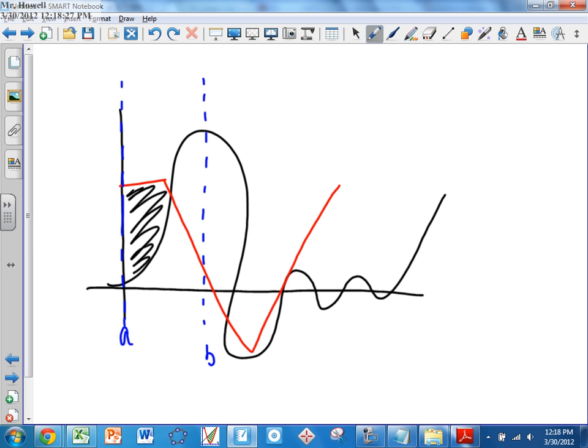Then once they intersect, now the red one is lower and this is upper. So now isn't that the area between the curves? Think about this for a second. I know it's weird. Here, this is the lower curve, this is the upper, and the area between is upper minus lower. This is now the lower, this is now the upper. Why did they switch upper and lower? Because they intersected.